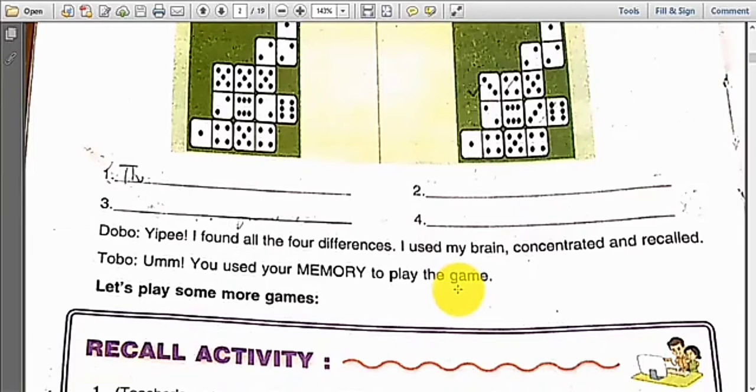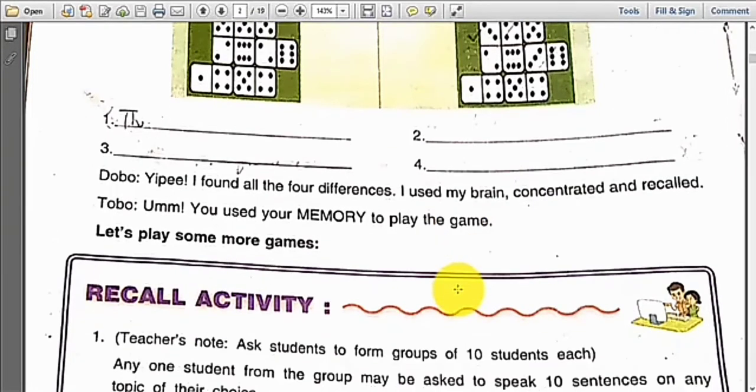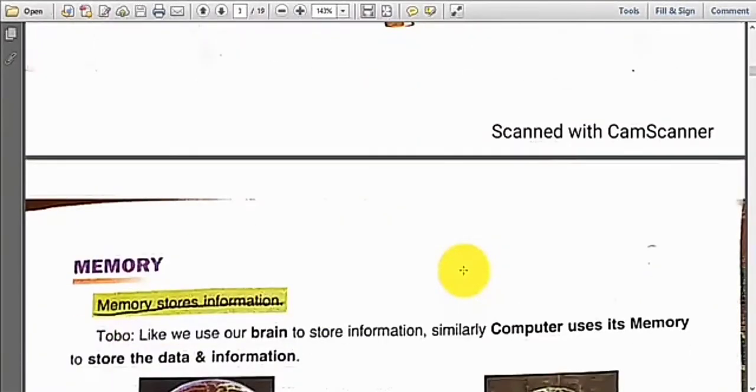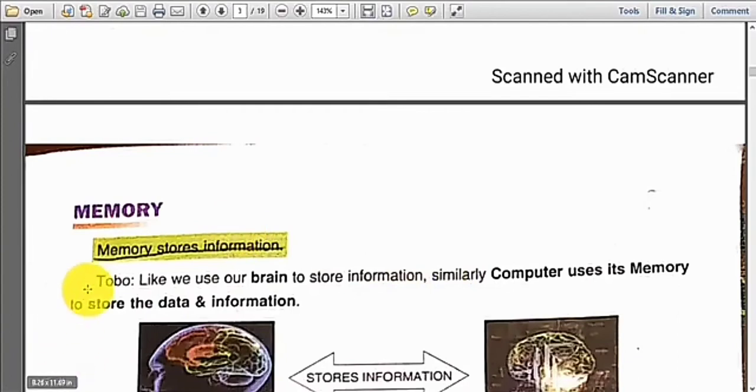Now we move to next topic. That is memory. As I told, memory stores information. And what is information? Information means processed data. Means the things that are important for us.